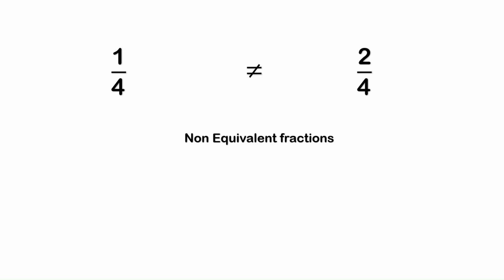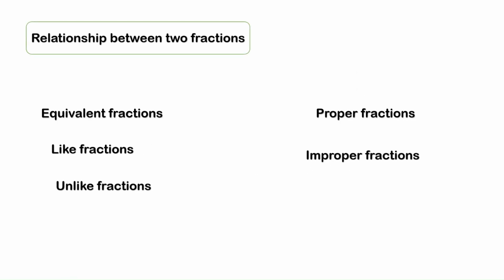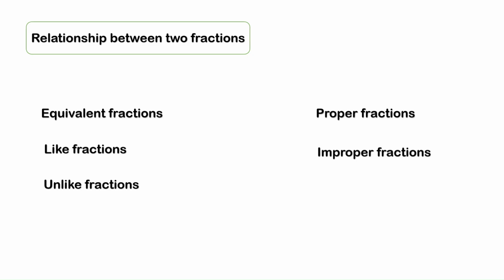What we have learned here is that equivalent, like and unlike fractions represent relationships between two or more fractions rather than being independent types on their own. Now we are left with proper and improper fractions. These actually are specific types of fractions, and we are going to dive deep into them in this lesson. But before we do that, let's quickly refresh what we know about the relationships between fractions. Even though we have covered this in previous lessons, let's do a brief review right now.